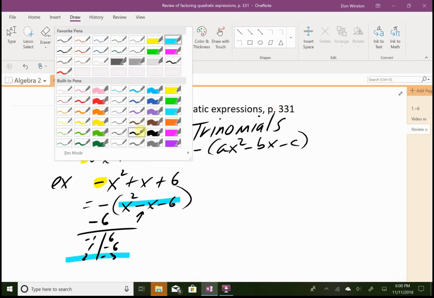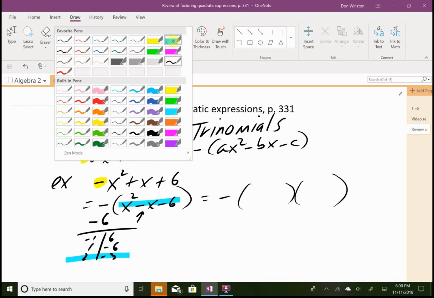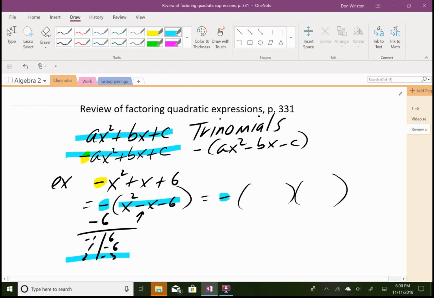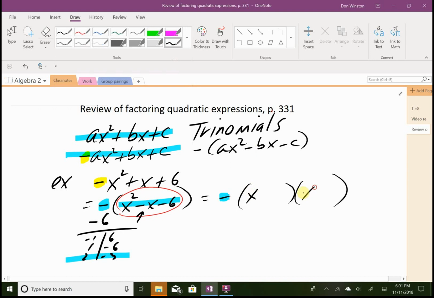And so when we go to factor this, remember we have to write our negative first, and then we write the product of two binomials. So that negative there is that negative there. And then we just factor, as usual, the x squared minus x minus 6. So we have our x and our x, and then a positive 2 right there and a negative 3 right there. And you can FOIL and you'll see we would get what we started with. So we'll just try that.